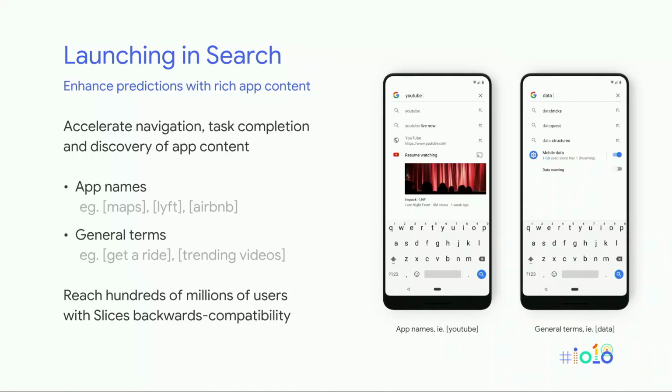The first is for app names. So as a user is searching for the name of your app, we'll be able to surface what you may call a canonical slice for your app to help accelerate some sort of task. But we'll also support general term searches so that users are able to search for an app deep link or a specific feature. And of course, because slices are backwards compatible, when they start appearing in Search, you'll be able to reach all hundreds of millions of users that are available on Google Search today.